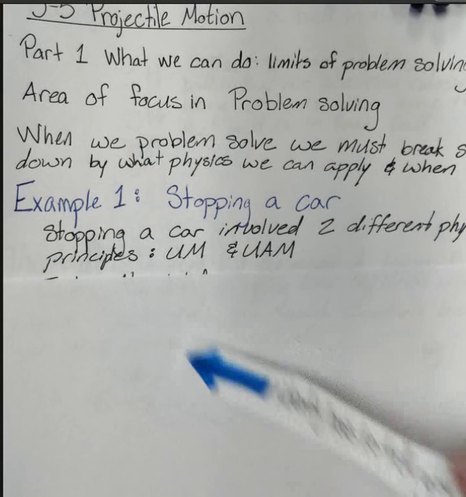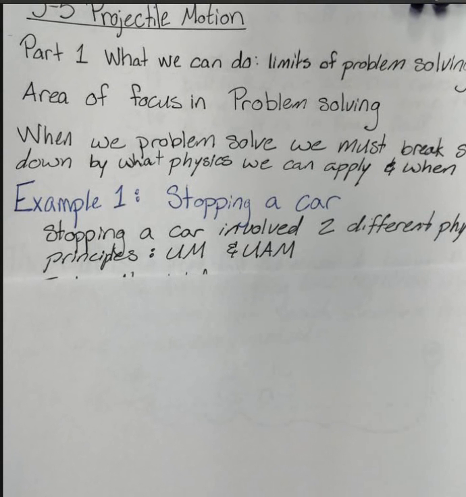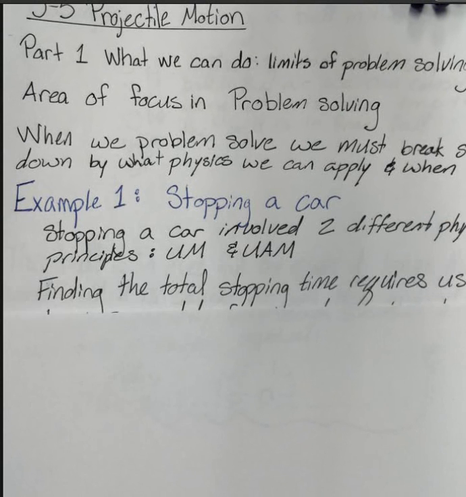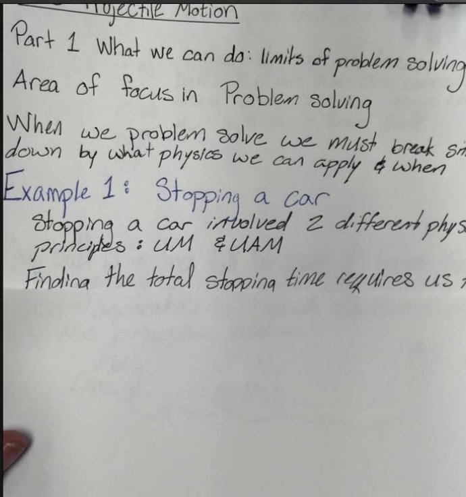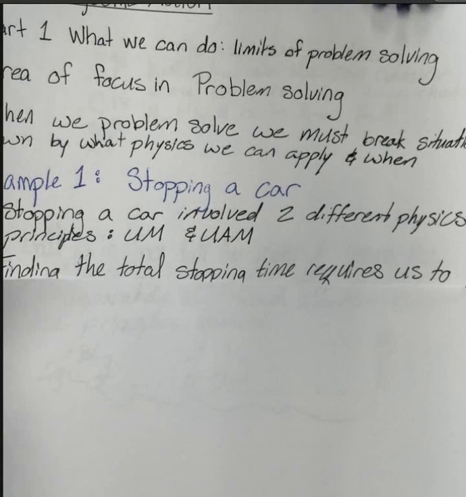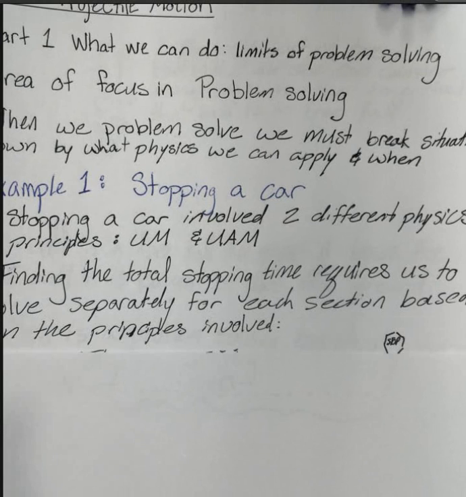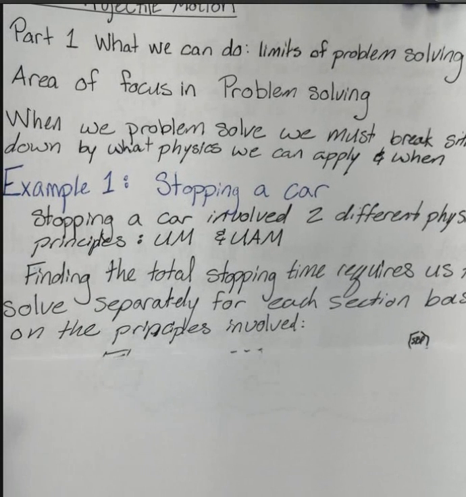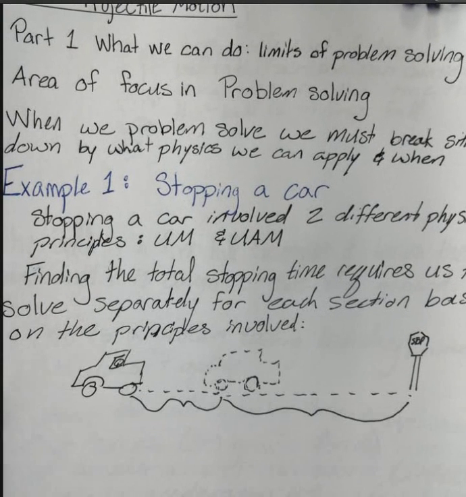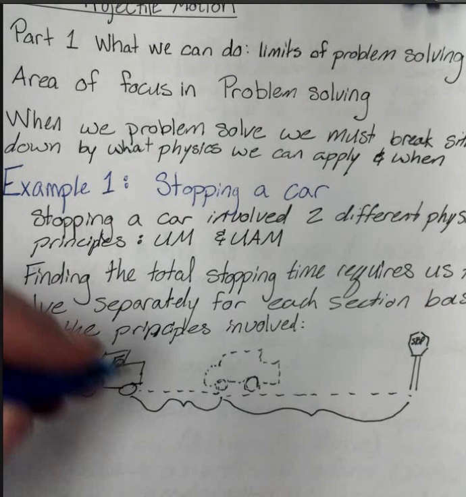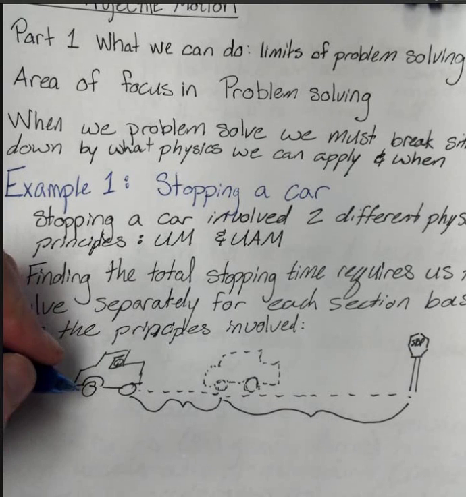Remember, uniform motion is when acceleration is 0. Uniformly accelerated motion means that you're accelerating uniformly, either in the positive or negative direction. So when we do this problem, finding the total stopping time requires us to solve separately for each section based on the principles involved. We want to look at the situation of a stopping car, and we know that when you stop a car, it's broken down into two parts.